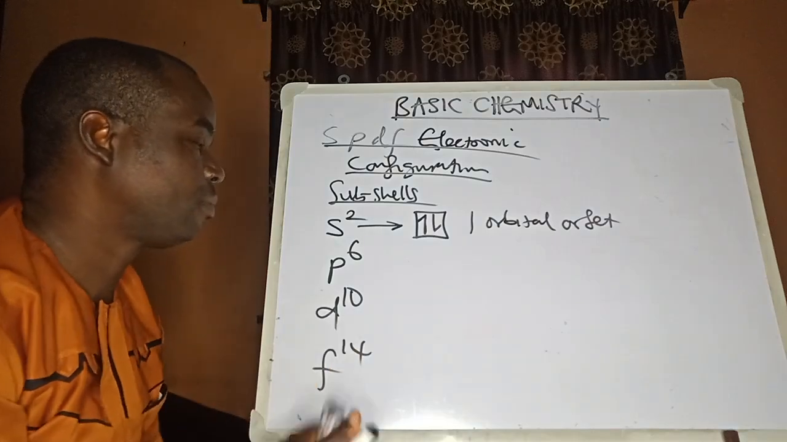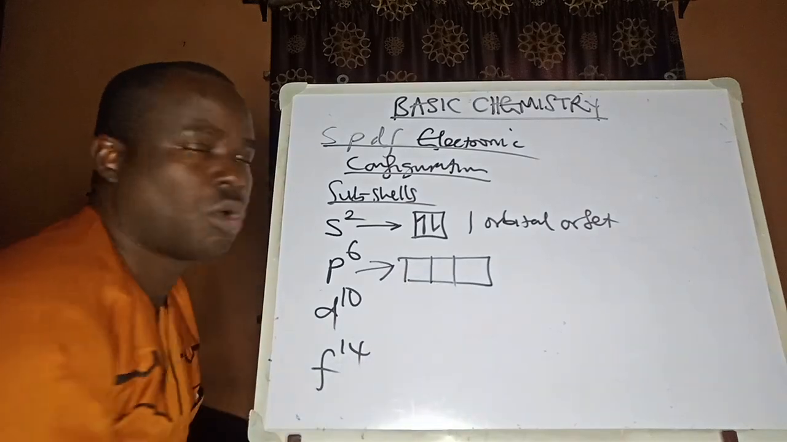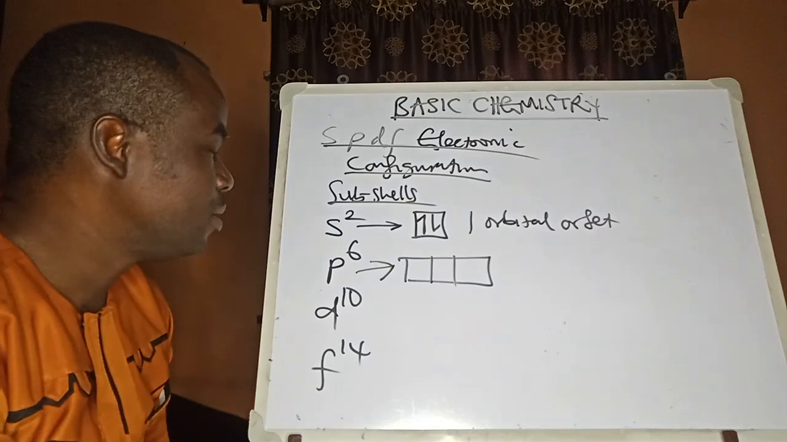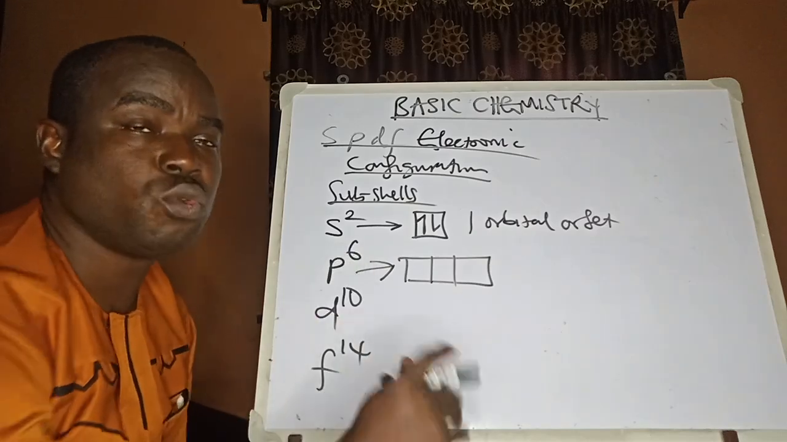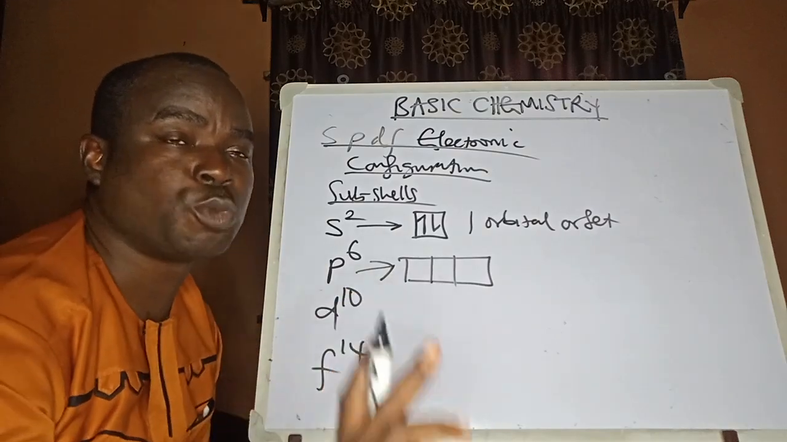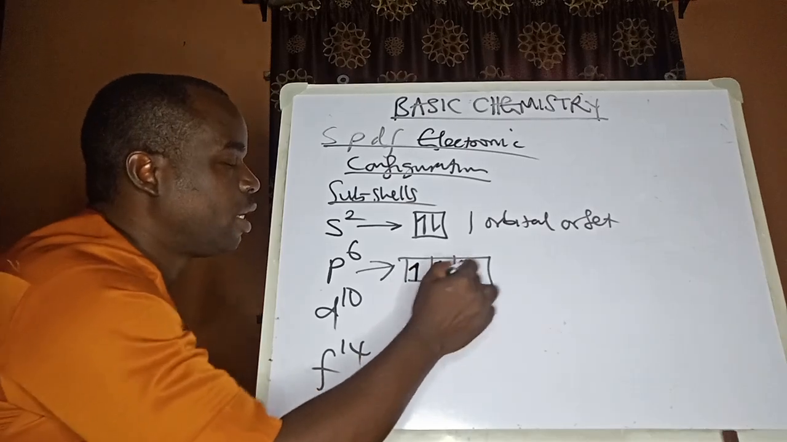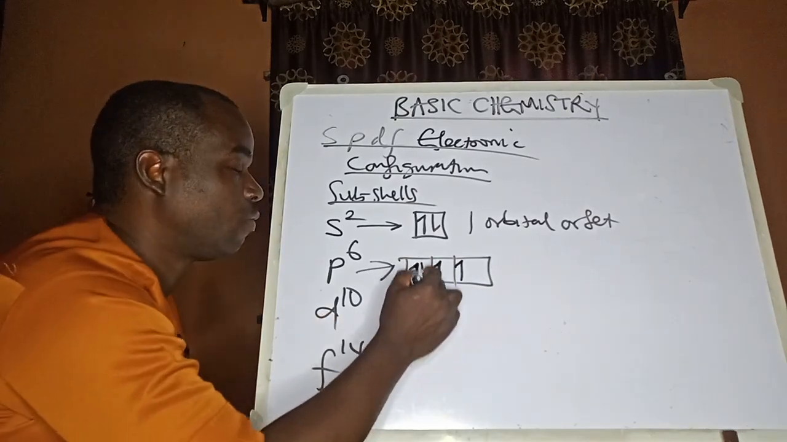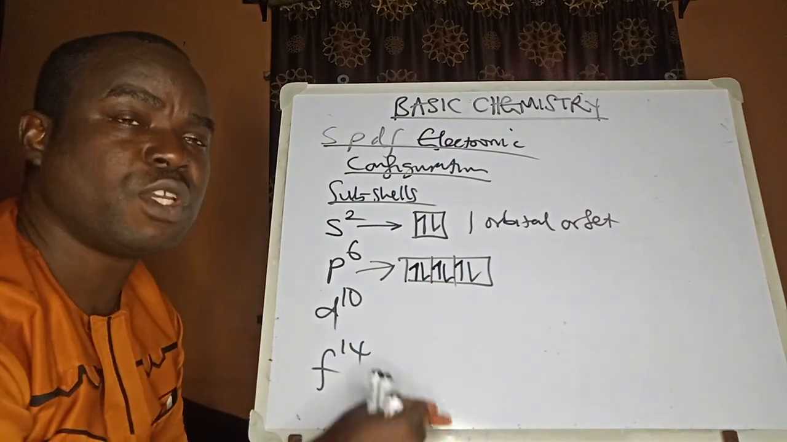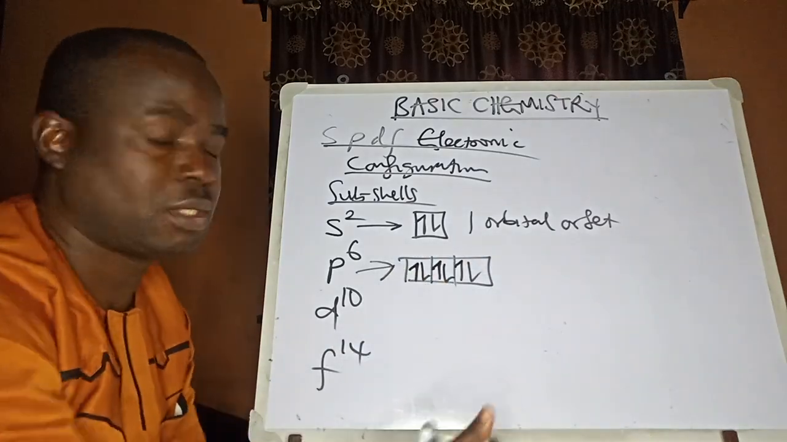Now look at P here. Every P subshell has 3 orbitals. And since it has 6 electrons, watch how you use the electrons to fill this orbital. So you fill the arrows pointing up first. So 1, 2, 3. Then you now start filling down 4, 5, and 6. You see it? So you have to fill the electrons that point upwards first before you fill the ones that point downwards.